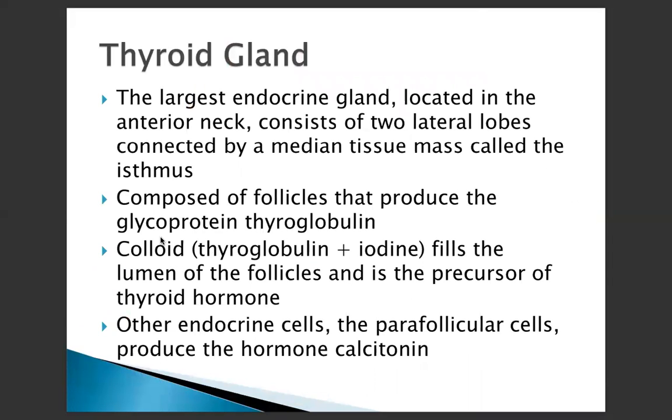So the thyroid gland, the largest endocrine gland, located in the anterior neck, consists of 2 lateral lobes connected by a median tissue mass called the isthmus. It is composed of follicles that produce the glycoprotein thyroglobulin. Colloid fills the lumen of the follicles and is the precursor of thyroid hormones. Other endocrine cells, the parafollicular cells, produce the hormone calcitonin.